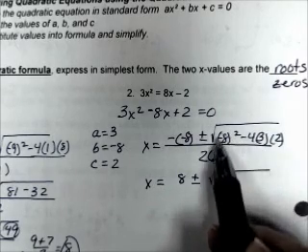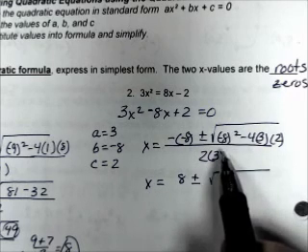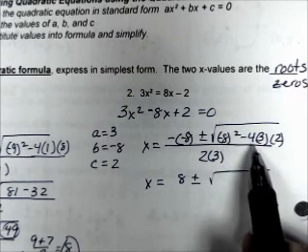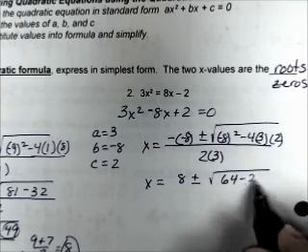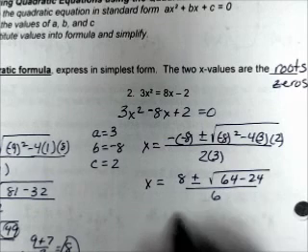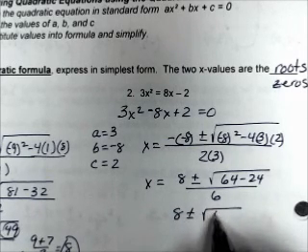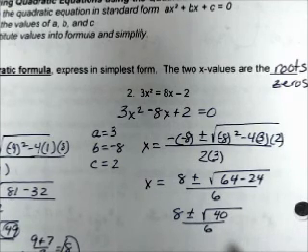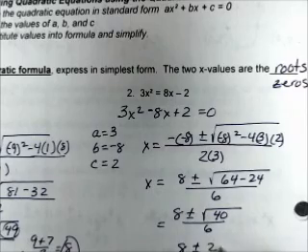Again, you can do this in the calculator if you want. Just key it in as it is without the square root symbol. This is going to be 64 minus 24 all over 6. 8 plus or minus the square root of 40. Let's simplify the radical. We're thinking 4 times 10, and the square root of 4 is 2. So 8 plus or minus 2 square root of 10 over 6.